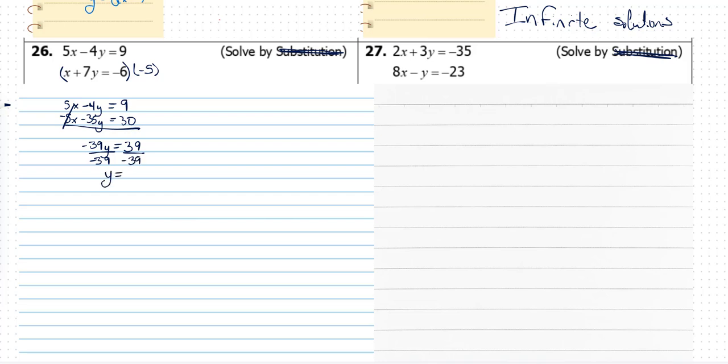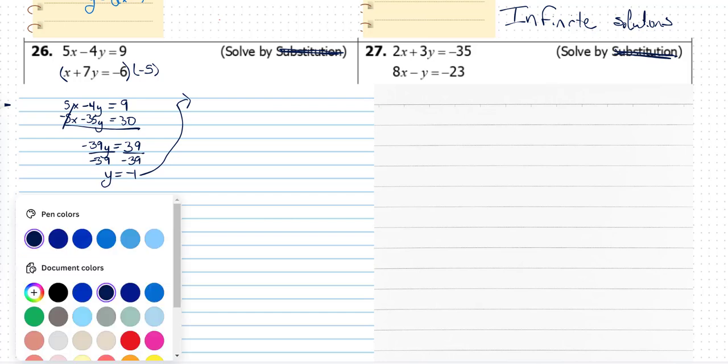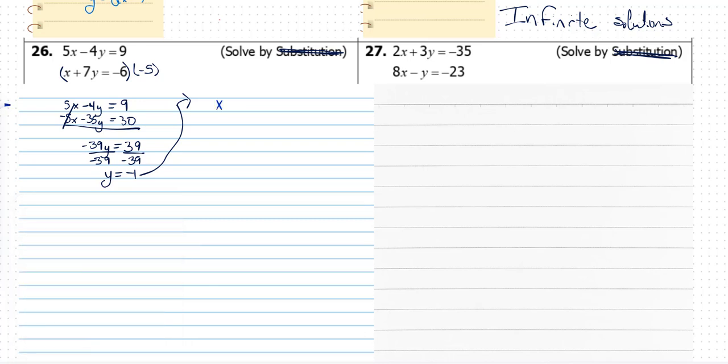And y is equal to -1. So I'm going to take this information and plug it into one of those two equations to find x. I'm going to use that second equation because it has x with a coefficient of 1. So x plus 7 times -1 equals -6. So x minus 7 is equal to -6. We're going to add 7 to both sides. And so x is equal to 1.